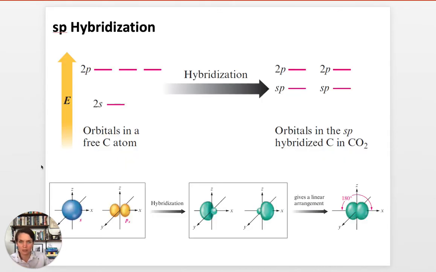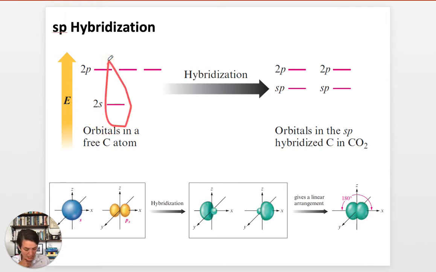All right, and of course, if there was sp3 and then sp2, there's also going to be sp hybridization. So sp hybridization is taking the native 2s orbital of carbon and the 3 2p orbitals, and it's saying, okay, it's going to have linear geometry. It has 2 things around that central atom.